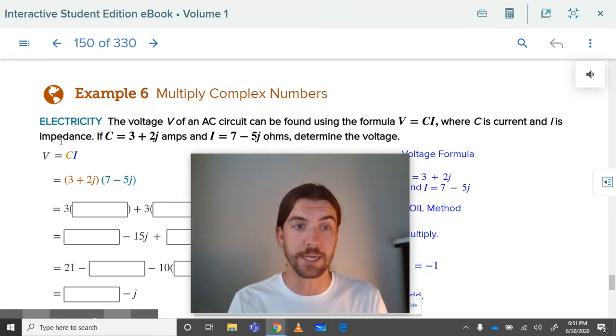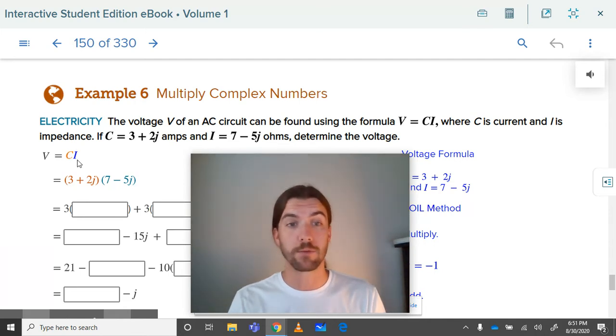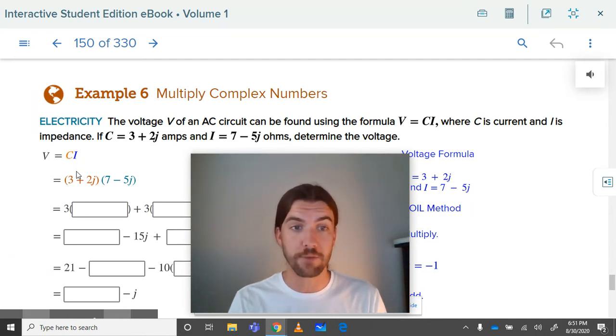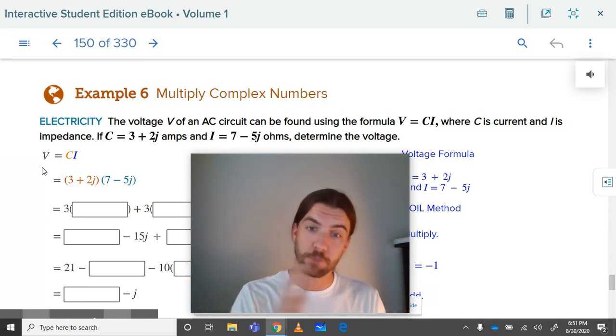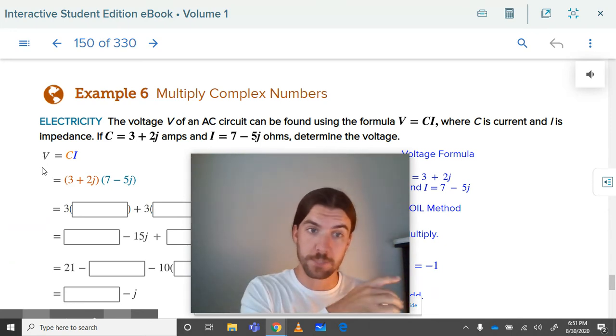If I double I, I need double V, as long as C was kept the same. If I cut the resistance in half, if I cut that impedance in half, then I would only have to provide half as much of a push to get the current going at the same speed.